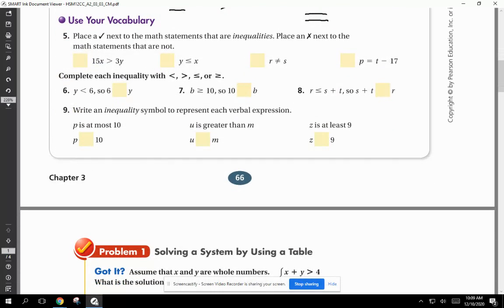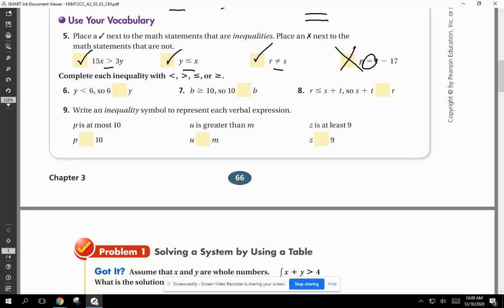Number 5, use your vocabulary. Place a check next to the math statements that are inequalities. Place an X next to the math statements that are not inequalities. So this one is a check, inequality because it has that. Check because it has that. Check because it has that. Here's an equal sign, so this is going to be an X.